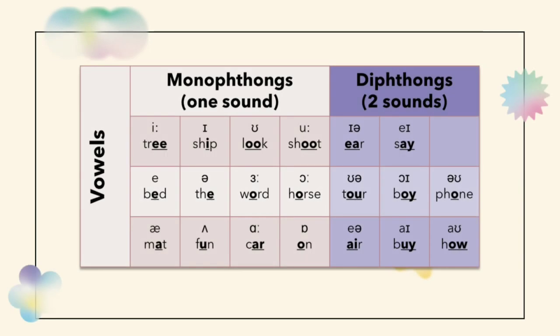So as shown in the table, we have here the vowels, monophthongs, and diphthongs examples. Monophthongs is one sound. We have here tree, ship, look, shoot, bed, the, word, horse, mat, fun, car, and on. While diphthongs, we have the two sounds: ear, say, tour, boy, phone, air, buy, and how.